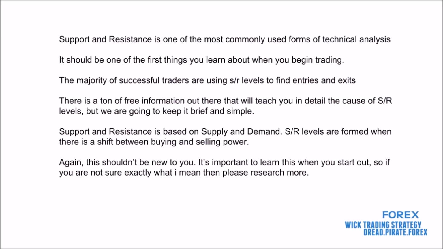There's a ton of free information out there that will teach you in detail the cause of S&R levels, but we're going to keep it pretty brief and simple. Support and resistance is based on supply and demand. These levels are formed when there is a shift between buying and selling power, where there's more buyers than sellers at one point, or more sellers than buyers at other points, an increase in demand and decrease in supply and vice versa. That's what's going to cause these levels to form.